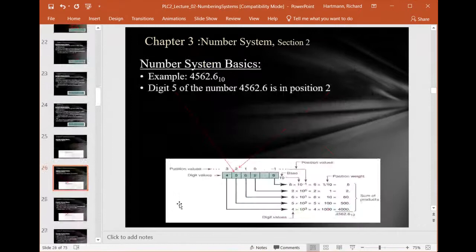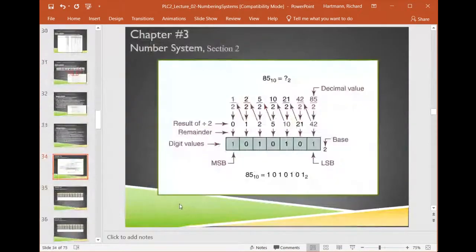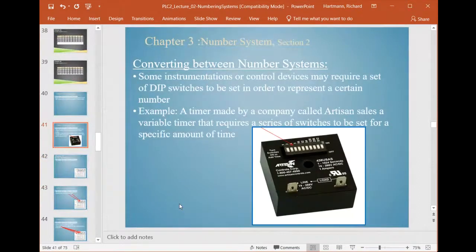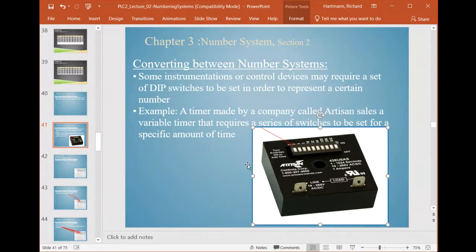All right, now if you go through these slides, I have a lot of different ways of doing conversions and stuff, so I'm not going to read every one of these slides to you. I do kind of want to show you this though. This is a timer, and I know in PLC1 we use some timers, but this particular timer here is actually a digital timer, and it's got little, these are called dip switches on here, and these are laid out just like we talked about with the binary. So these are seconds on here, and you flip these bits on.